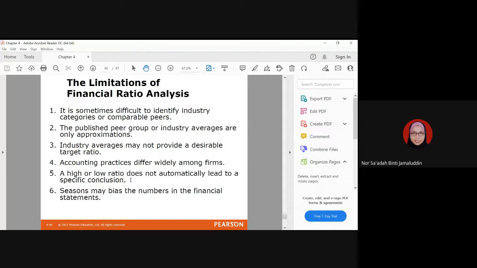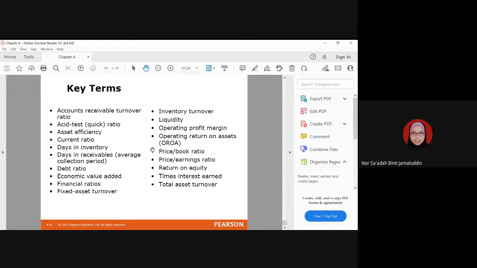Lastly, season may bias the numbers in the financial statement. Ikutlah kepada keadaan, maybe dia akan bagi kesan kepada financial statement lah. Season kan, faktor season. This is a key term on our assignment, on our chapter and related with our assignment. I think that's all for me on this subtopic. So ada soalan?